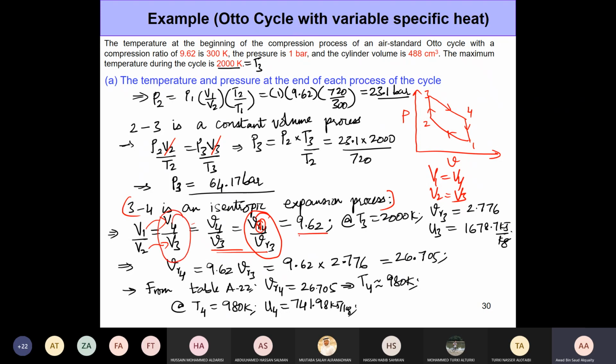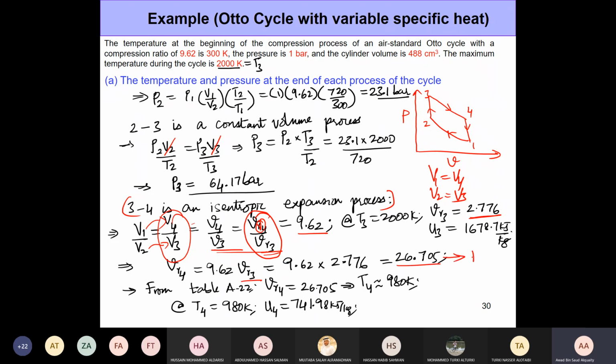And it's the compression ratio as given in the question. VR3 is just a function of temperature, so you can get it from table A22, okay? So here determining VR4 would simply be equal to 9.62 times VR3. VR3 is known, so you plug that in and you get 26.7.